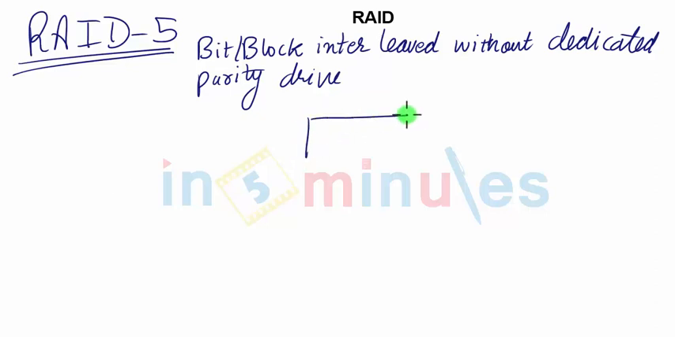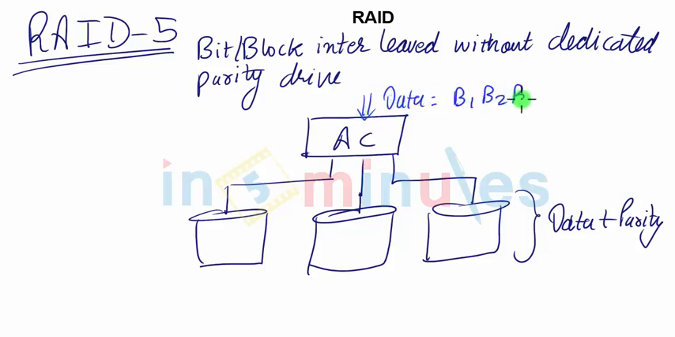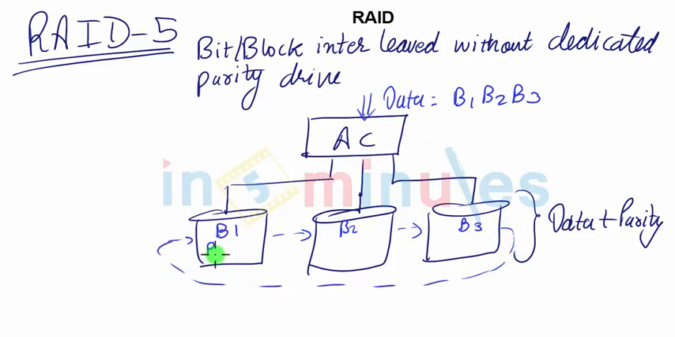Again, you have an array controller attached to multiple disks. All disks would store data as well as, when needed, parity. Logic, well, simple. Data would come and be divided into block 1, block 2, block 3. The parity of block 1, block 2, block 3 will be stored in a round robin fashion to the next in series. So parity from block 1 to block 3 will be stored.